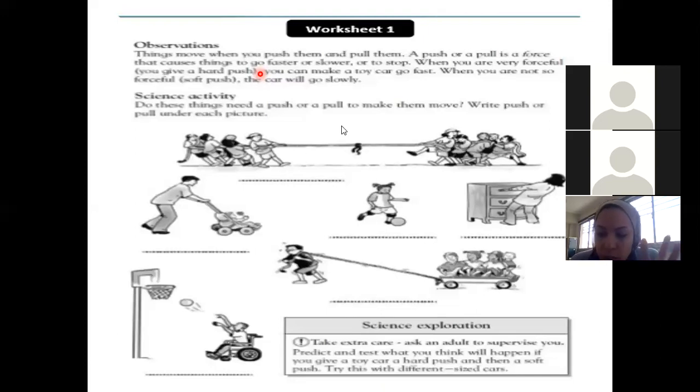This page, guys, is in your new resource pack. I know you don't have it, so I'm going to upload this page on Classera for you until you get your resource pack, and then you can copy the answers. Okay. So it says observations.